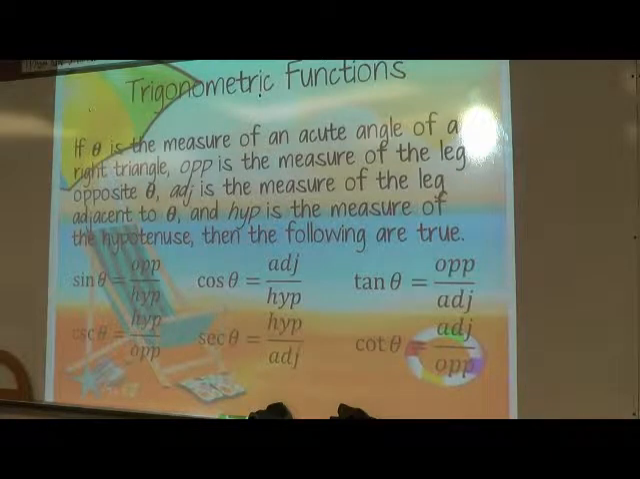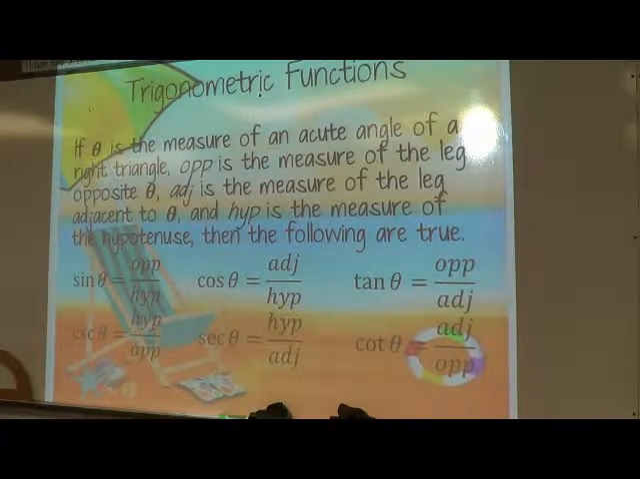So it says, if theta is the measure of an acute angle of a right triangle, opposite, or the OPP, is the measure of the leg opposite theta. Now I'll draw a triangle here in a second, and I will show you all of this. Adjacent, or the ADJ, is the measure of the leg adjacent to theta, and HYP, the hypotenuse, is the measure of the hypotenuse. Then the following are true. So if those are the cases, then this is true.